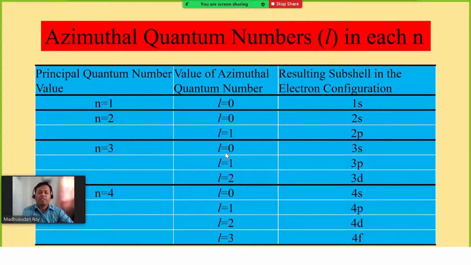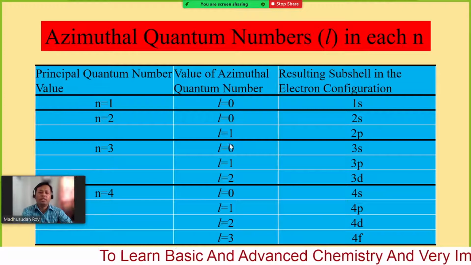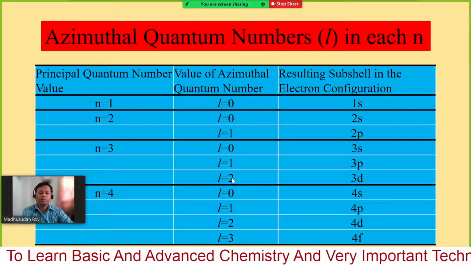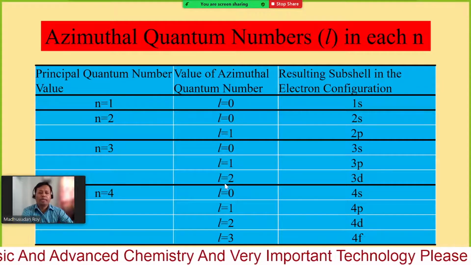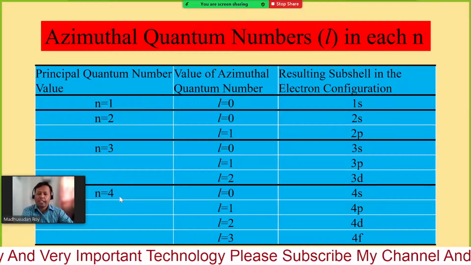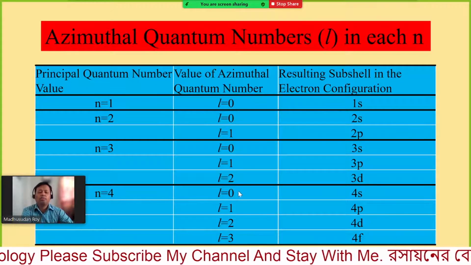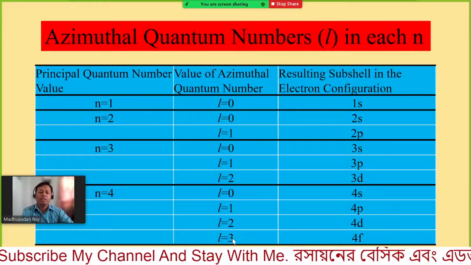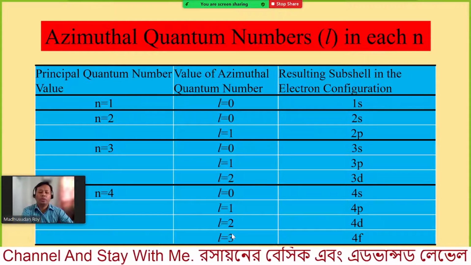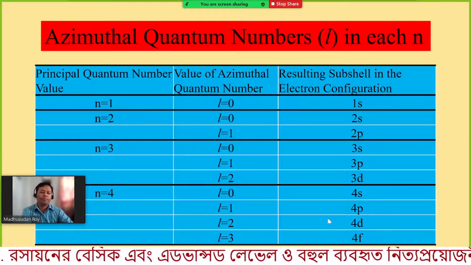In the third shell the value of L will be n minus 1, that will be 2. So the value of L will be 0 to 2, 0, 1, 2, represented by 3s, 3p, 3d. For n equal 4, the value of L can be n minus 1, that means 4 minus 1 equal 3. So the maximum value of L can be 3. So the value of L will be 0 to 3, represented by 4s, 4p, 4d, 4f.